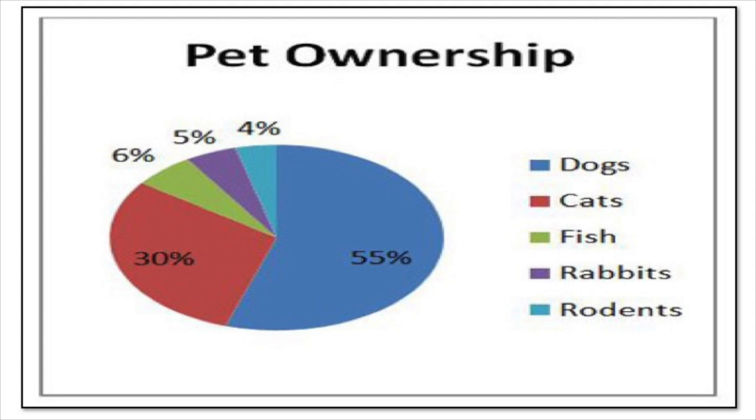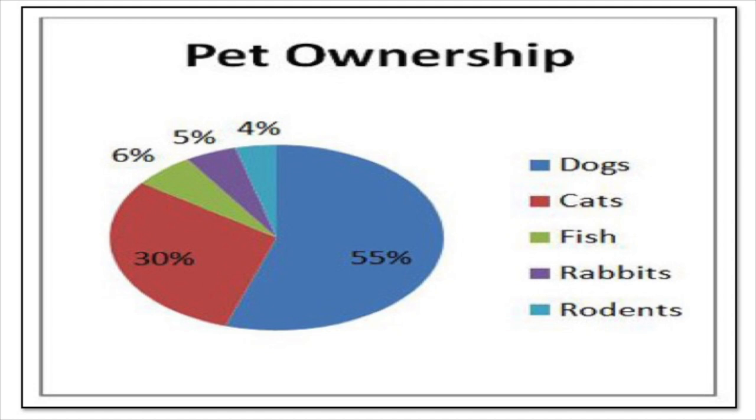Red, green, purple, and sky blue. Rodents. Rodents means mice, rats, gerbils, hamsters. So who can tell me, now look carefully, what percentage of people own cats? Excellent. You see what you've done, you've read it correctly. You've gone to the color key, seen the color for cats, gone to the pie chart and seen the percentage.